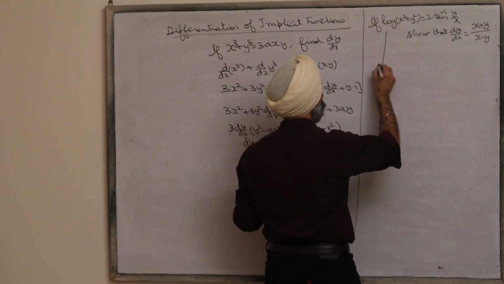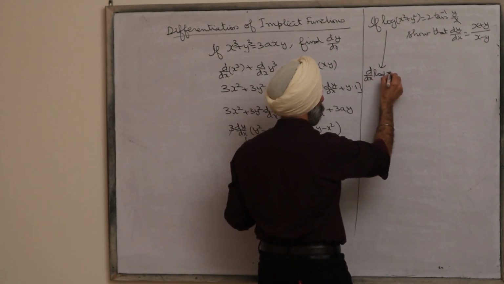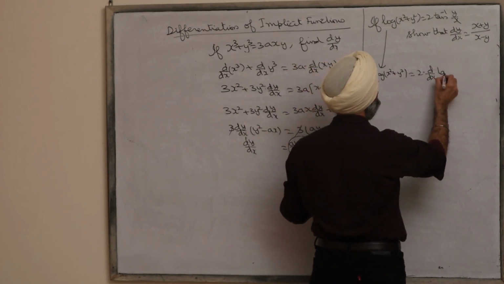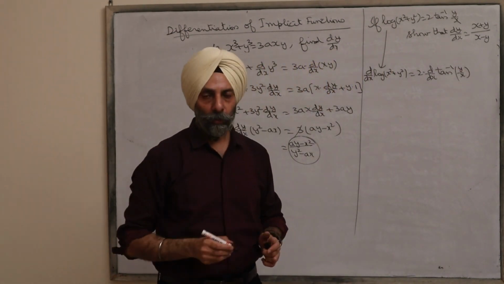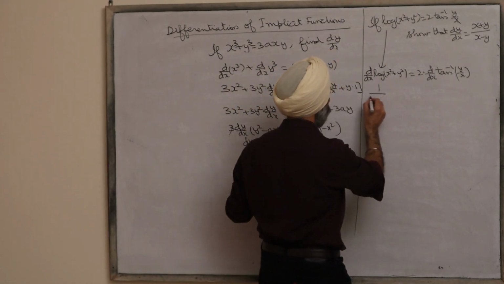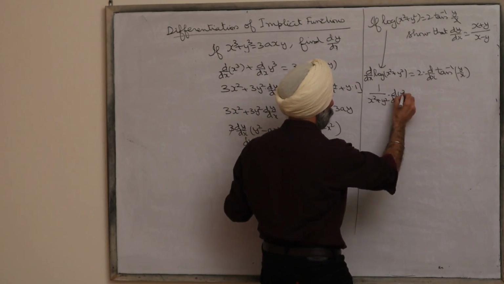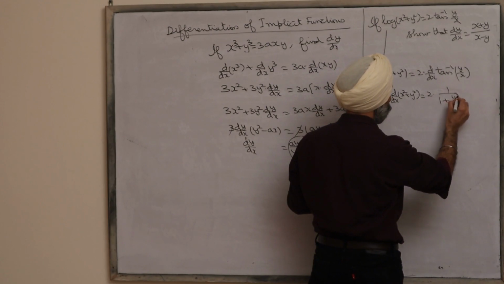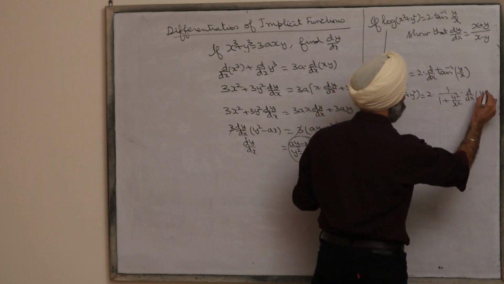Now from here, that is d over dx of log of x square plus y square is equal to 2 times d over dx of tan inverse of y over x. So differentiating both the sides with respect to x. Now 1 over x square plus y square into the differential of x square plus y square is 2 times 1 over 1 plus y square over x square into d over dx of y over x.